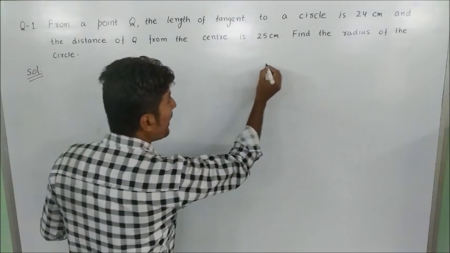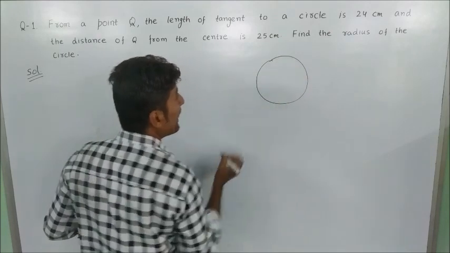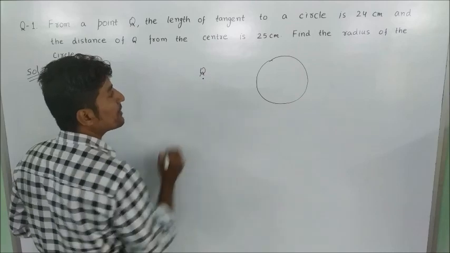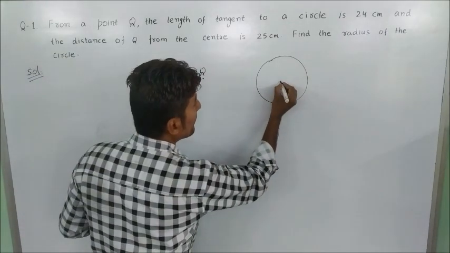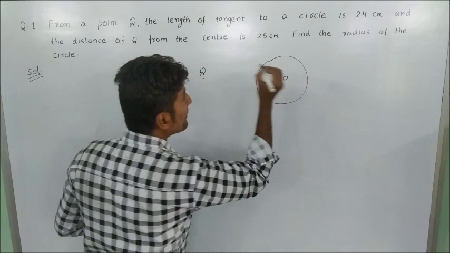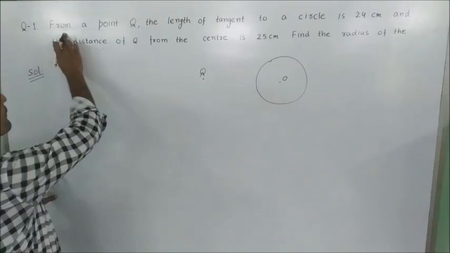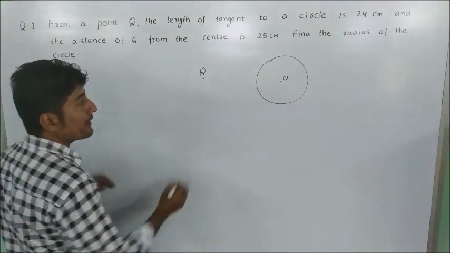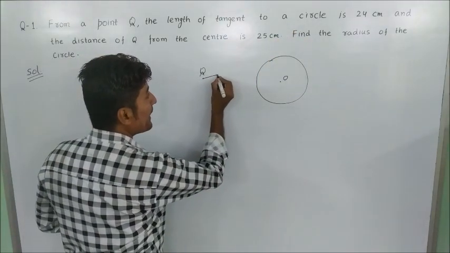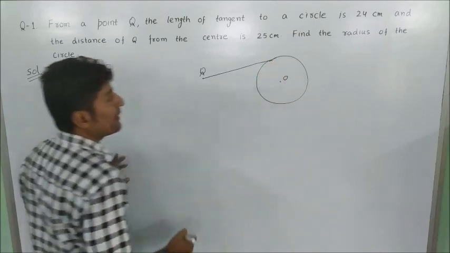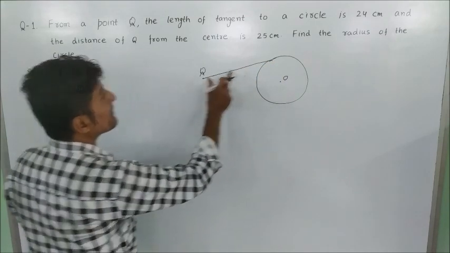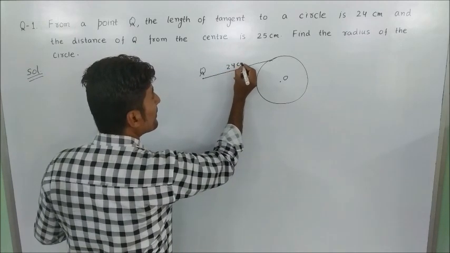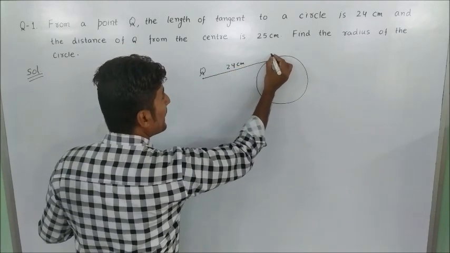So first of all, we have to draw a circle and take a point Q outside the circle. Let O be the center of the circle. According to the question, from point Q, the length of tangent to the circle is 24 cm. So we draw a tangent from point Q to the circle. This length of tangent is given as 24 cm, so here we can write 24 cm. Suppose I have taken the point of contact as A.